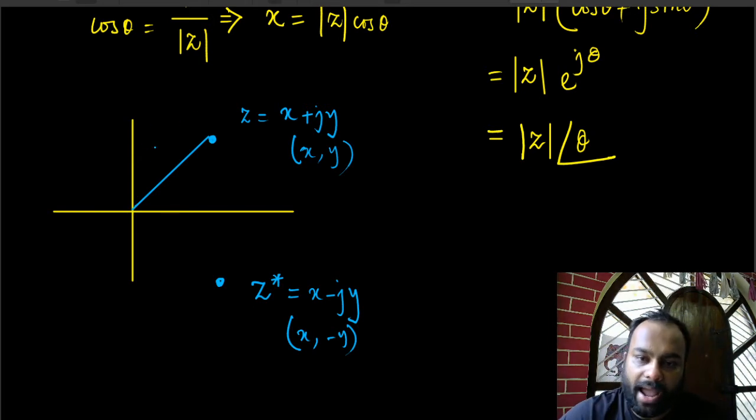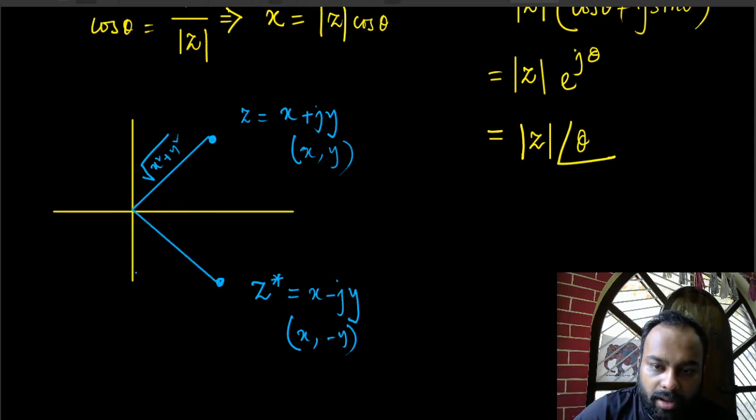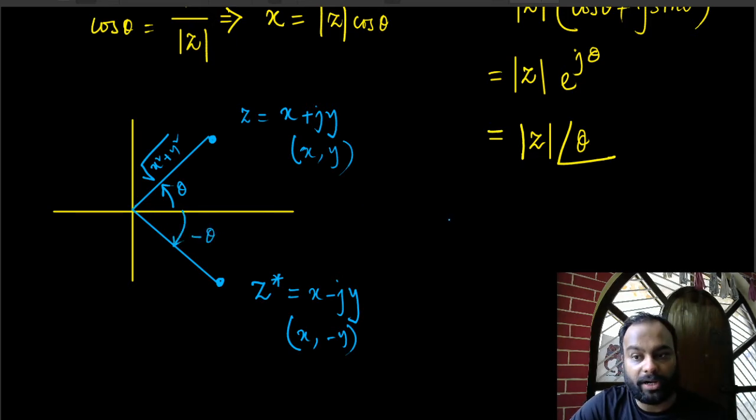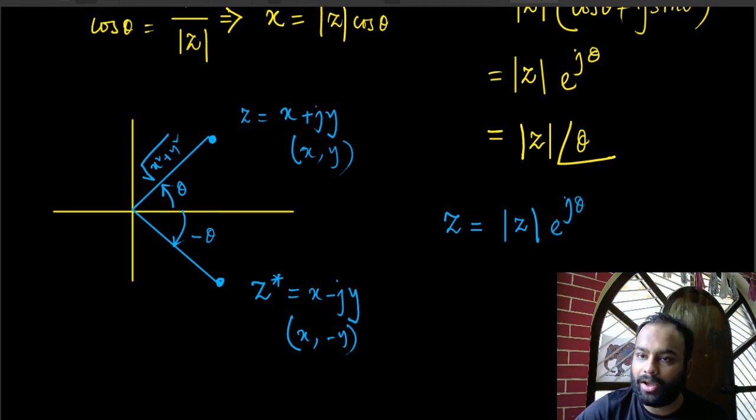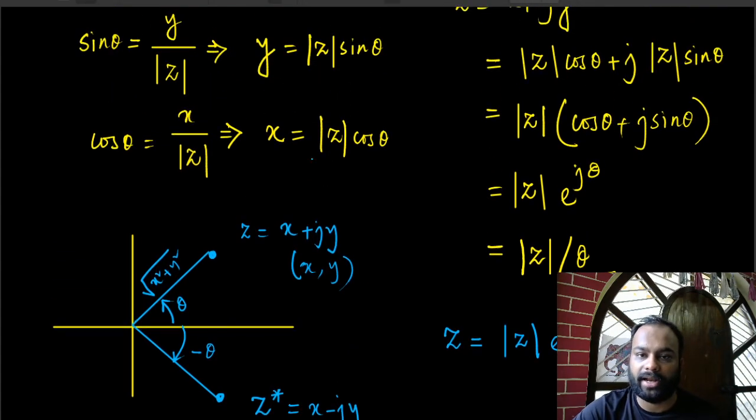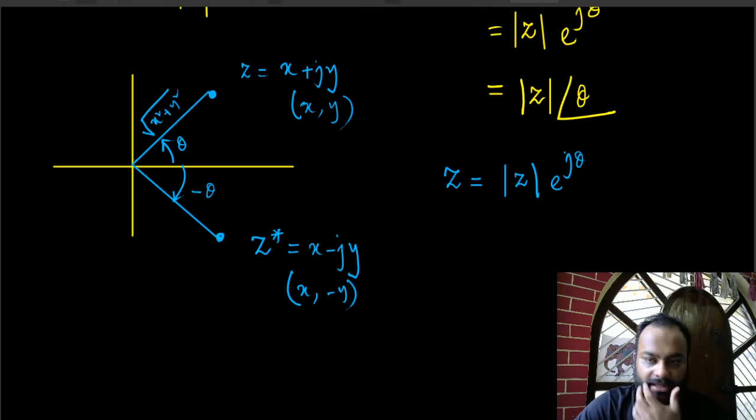So think about this radial line here. What is the magnitude here? What is the distance here? Root over x square plus y square. But for this number, same thing, same distance. But what about the angle? If this angle is theta, then this angle is minus theta, right? So what I just wanted to say is, z as a complex number has a representation like this, mod z e to the power j theta. But theta is the angle, calculated by tan inverse. Tan theta will be y by x, and take the principal argument there.